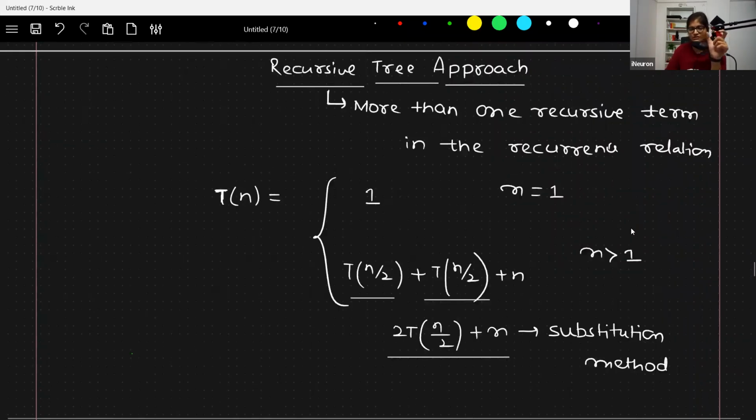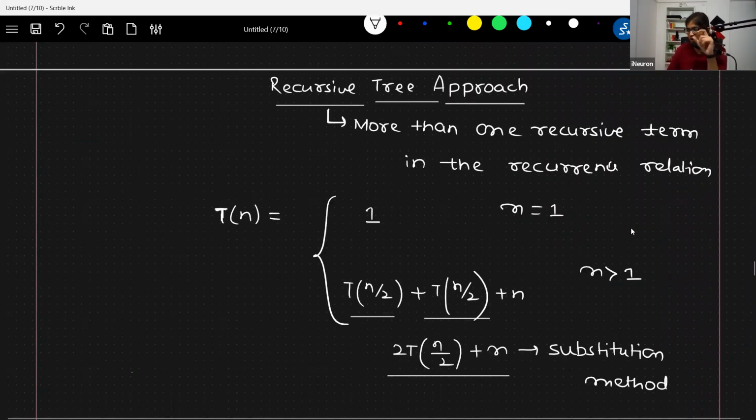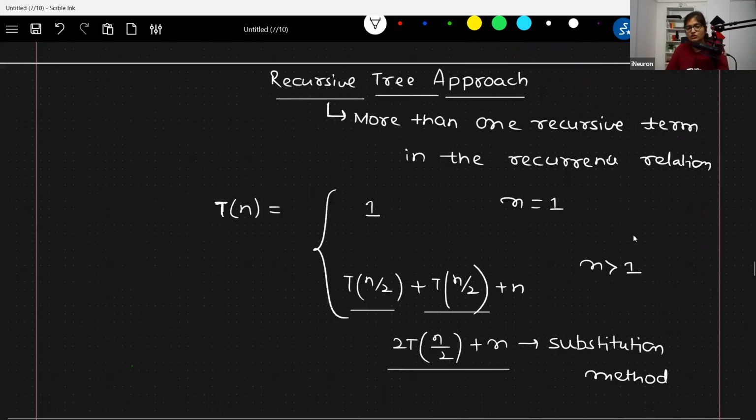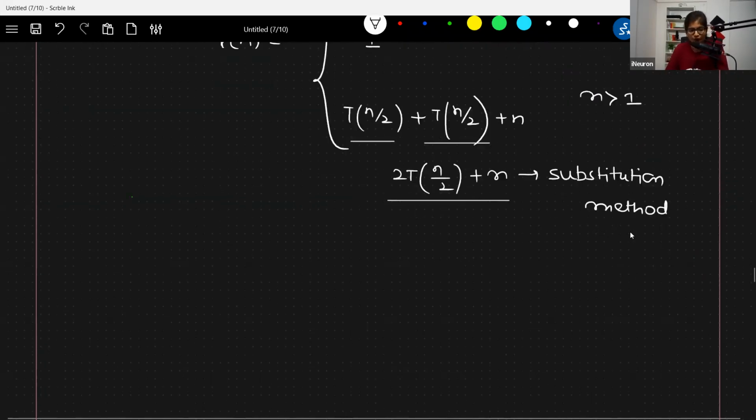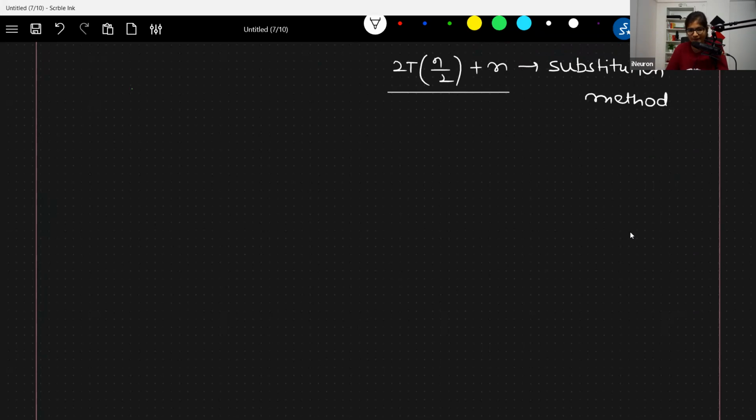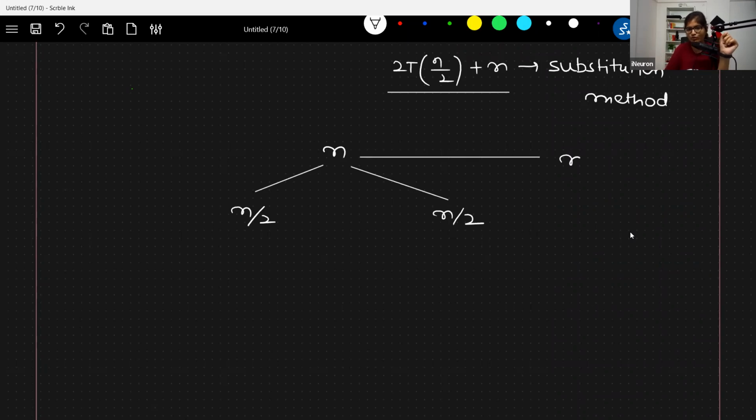So how we will solve this question using the recursive tree method is what we are discussing here. If you observe, what we are trying to do here is that we have n numbers. We are trying to split those numbers into two parts. N by 2 will go towards one side, n by 2 will go towards the other side, and the cost required to do the split is equal to n.